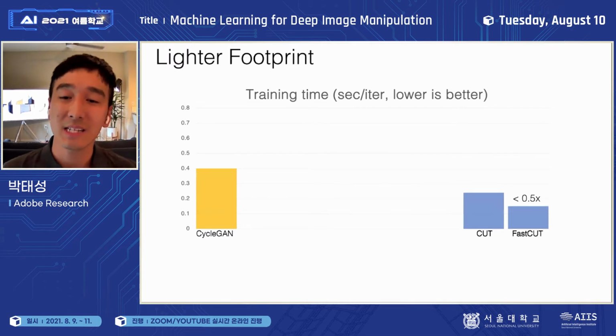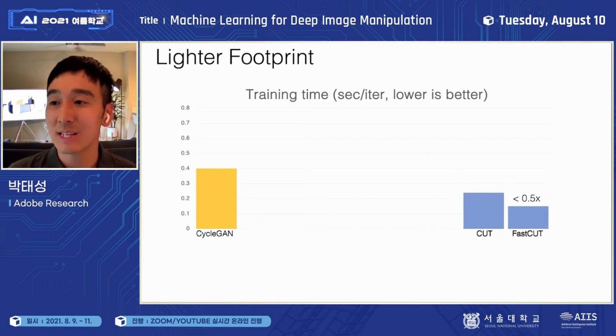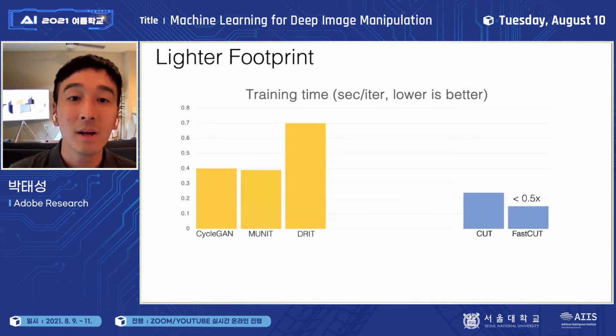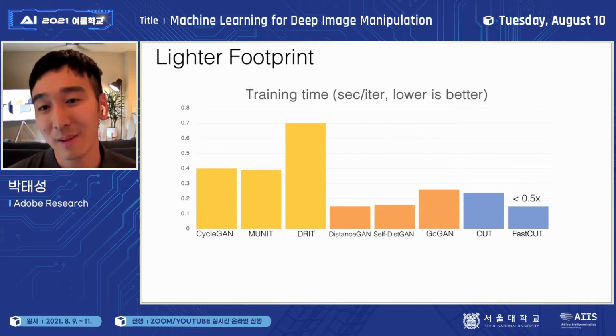Here we show the training speed of our method compared to CycleGAN. Note that we use the same network and GAN loss. The only difference is the contrastive versus pixel-based cycle loss. Also, when compared to other methods, our speed is much better than the two-sided methods and on par with one-sided methods.